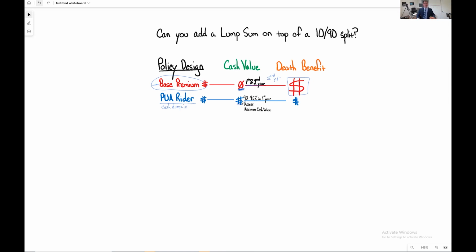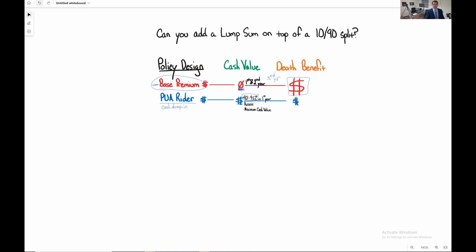Depending on the insurance company you select and also the product, different companies have different PUA fees. What you will usually see in the first year alone of whatever the PUA payment is, somewhere between 90 and 95% of the PUA payment will show up in cash value, not the total dollar amount.